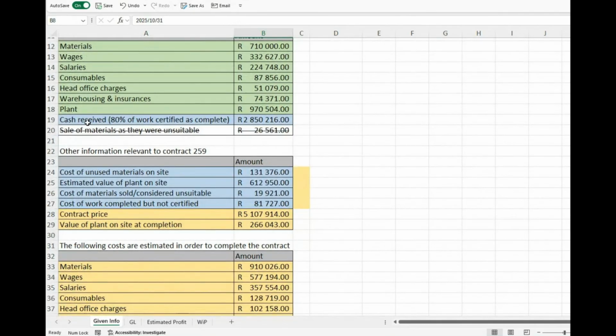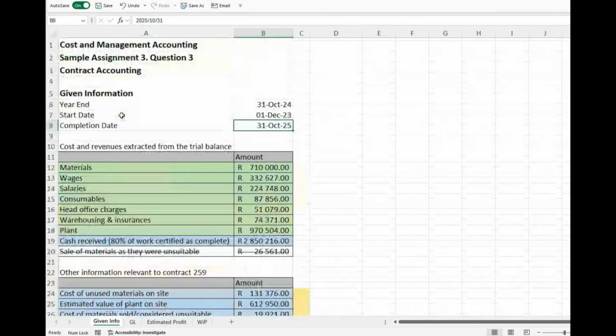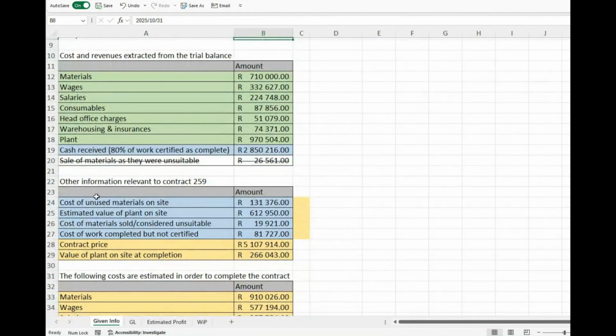And all the blue, so all these costs will then obviously be debited in your general ledger. Then you have certain revenues and other information that will be credited in your general ledger. That is the cash received. That is the cost of the unused materials on site. Why? Because there, on the debit side, you're going to account for the materials that you've already bought. But on the credit side, you're going to say, well, there's unused material, so I haven't used all.